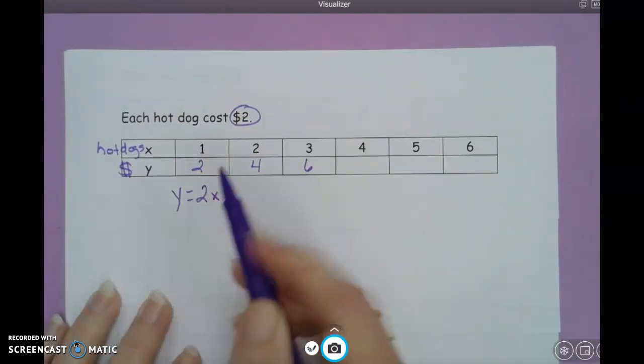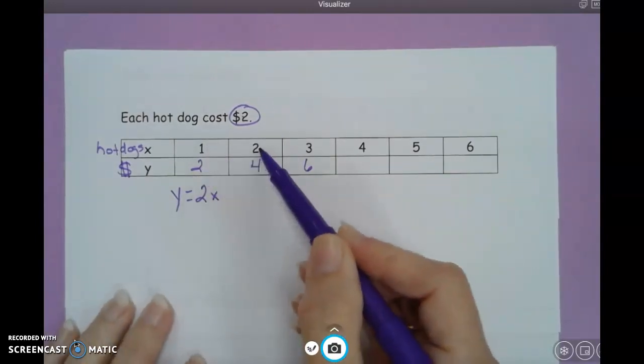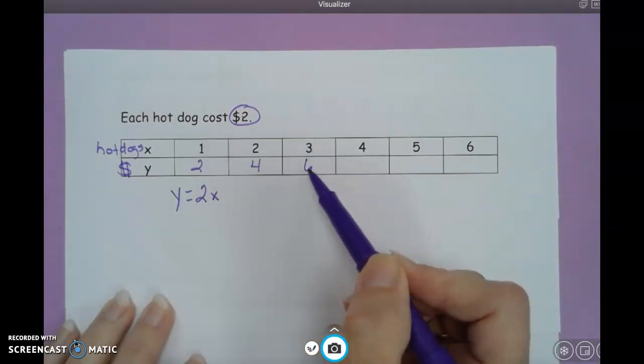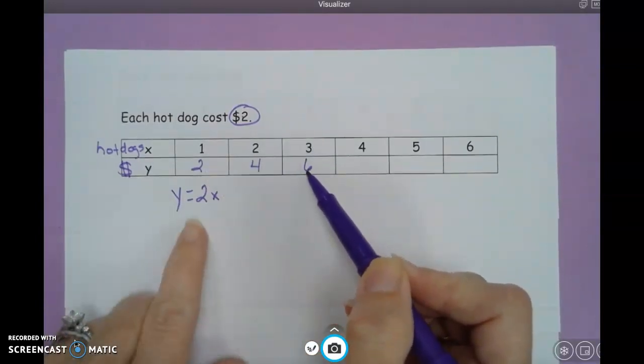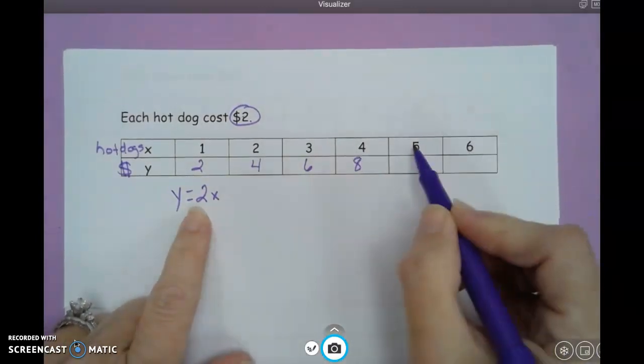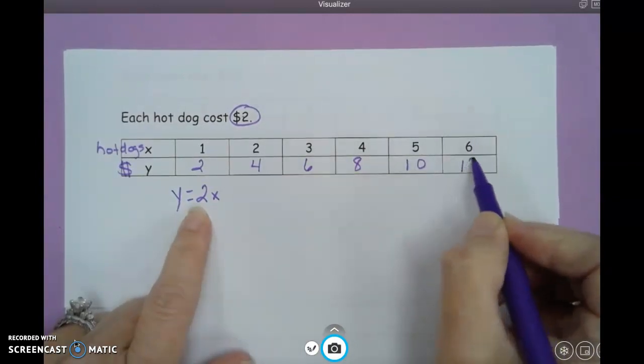Because if we do 2 times 1, we get 2. 2 times 2 gives us 4. 2 times 3 gives us 6. And then if we keep filling this table out, 2 times 4 gives us 8. 2 times 5 gives us 10. And then 2 times 6 gives us 12.